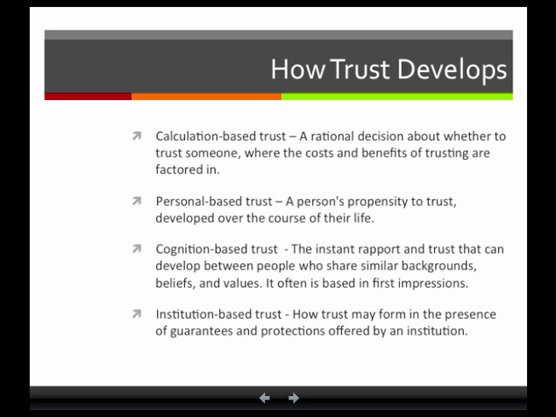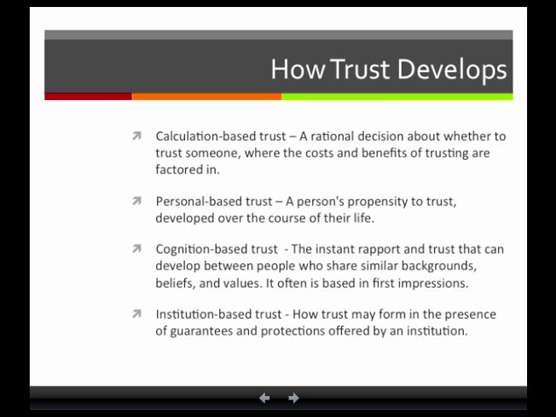And finally, there's institution-based trust. This is how trust forms in the presence of guarantees and protections offered by an institution. So you guys may trust me as a professor, even if you have never had me before, because you know that if I start giving you bad grades or if I delete all of these lectures and you can't take any class material, that the university is going to do something about it. The same thing might go for police or government, though that trust tends to fade sometimes.